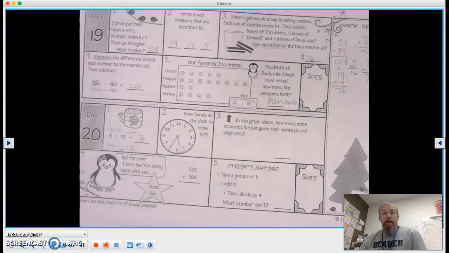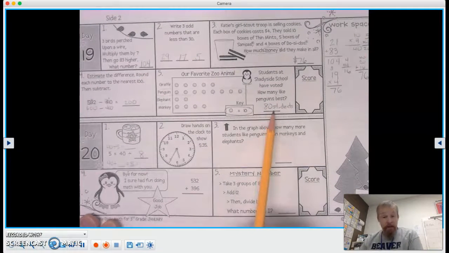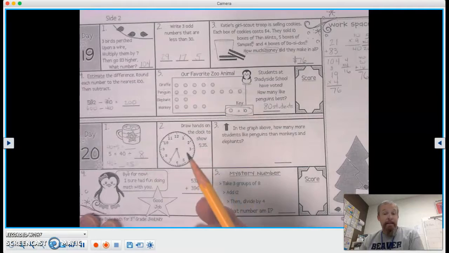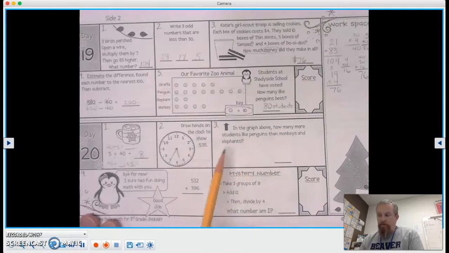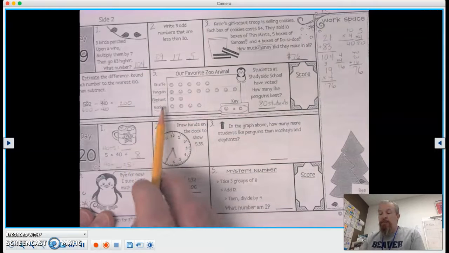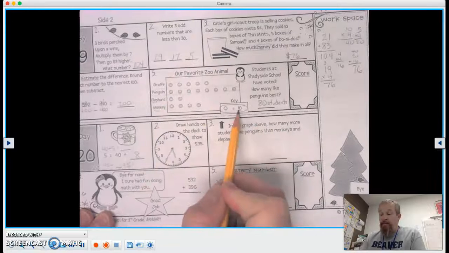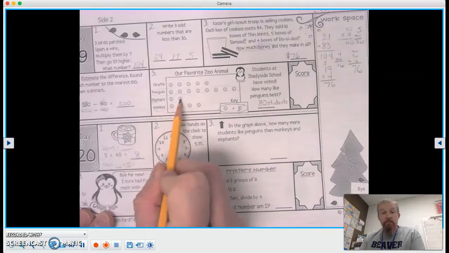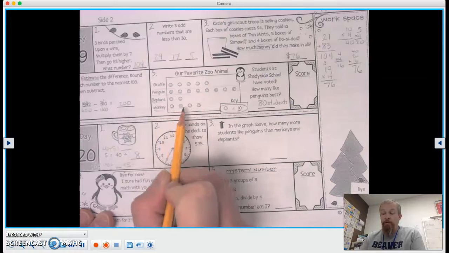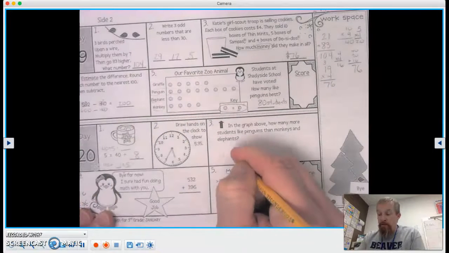Number 3 says, in the graph above, how many more students like penguins than monkeys and elephants? Okay, so we already know how many like penguins. We answered that, and we got it correct at 80. Now we have to figure out how many monkeys and elephants. So this time we're going to count both of these combined. They're counting by tens, right? So we have 10, 20, 30, 40, 50, 60. So there's 60 elephants and monkeys, okay?